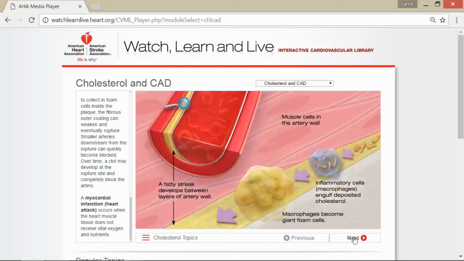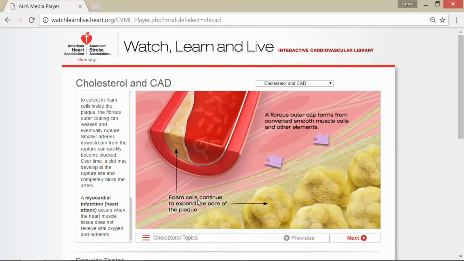All right, now when we look at another examination here, the fatty streak develops between the layers of the artery wall, and you have the muscle cells in the artery wall in a bigger diagram. I love how graphic these pictures are. They're really descriptive. You see some inflammatory cells, macrophages, engulf deposited cholesterol. Cholesterol gets in that layer of the artery, the macrophages eat it up, and then the macrophages become a giant foam cell.